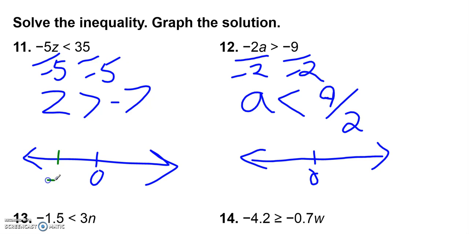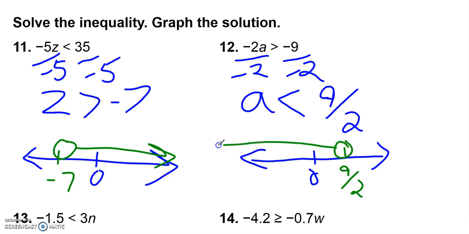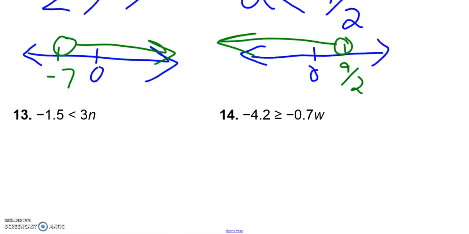And then I'm going to graph these. So we have negative 7, open circle, and z is greater than, and then we have 9 halves, open circle, and a is less than. Okay, and then please do these other two.